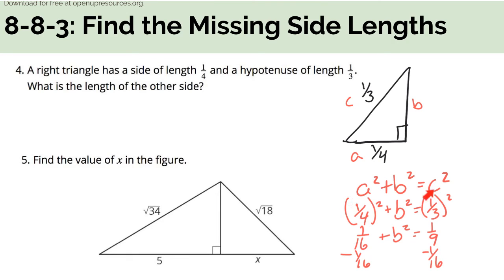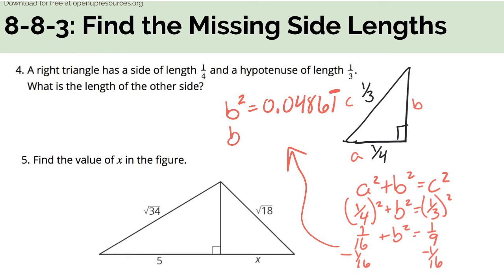Okay, so I've written out the Pythagorean theorem. I've filled in what I knew. a is 1/4. I need to square that, plus b squared is going to equal 1/3 squared. And I keep on working this down. Subtract 1/16 from each side. I'm going to go up here, I'm running out of room. And so I get b squared is going to equal 0.04861 repeating. And so b is going to equal the square root of that. And we can just leave it at that. It's a crazy number, but that would be the side length of b.